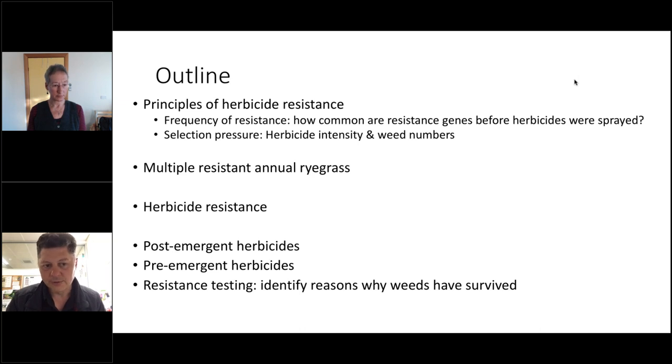We'll talk about the complexity of resistance in ryegrass, called multiple resistance. Something about herbicide resistance testing, and we'll go through some of the herbicides that are available, post and pre-emergent herbicides for onion growers, and some testing. So the aim of today is not to tell you guys what herbicides to spray, but to give you some understanding of how resistance occurs and what things need to be checked before you go in blind to grow a crop.